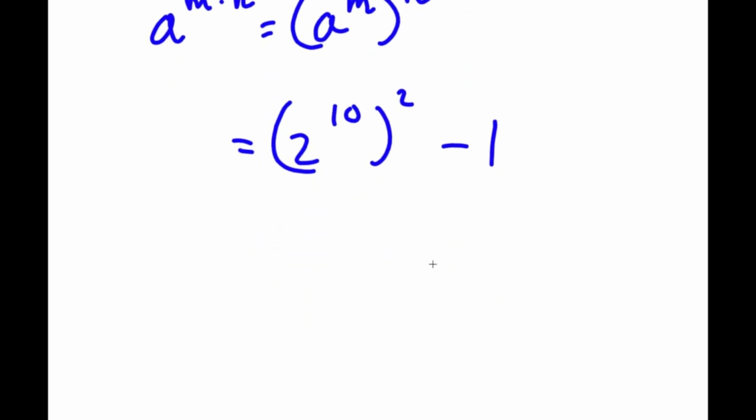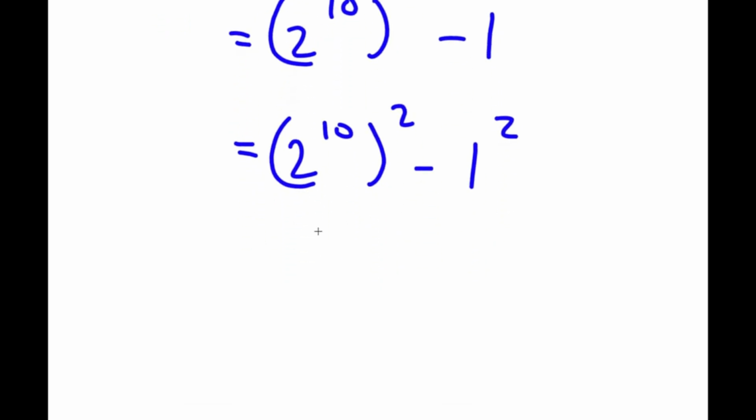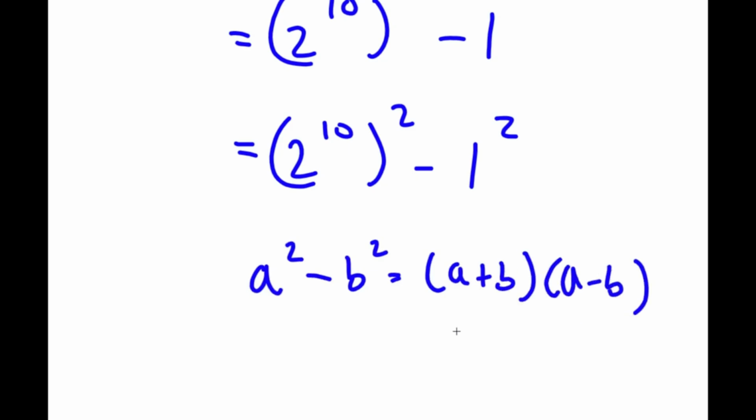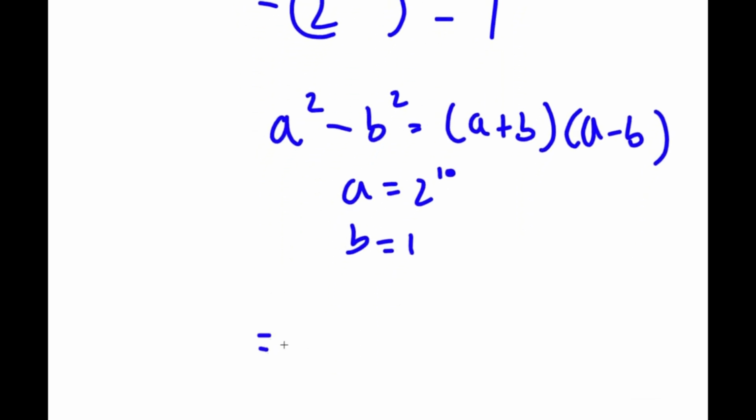Now 1, that's the same thing as 1 squared. So now I have 2 to the power of 10 to the power of 2 minus 1 to the power of 2. Now, if I have something in the form a squared minus b squared, this is equal to a plus b times a minus b. So in this case, a is equal to 2 to the power of 10, and b is equal to 1. So now I have 2 to the power of 10 plus 1 times 2 to the power of 10 minus 1.